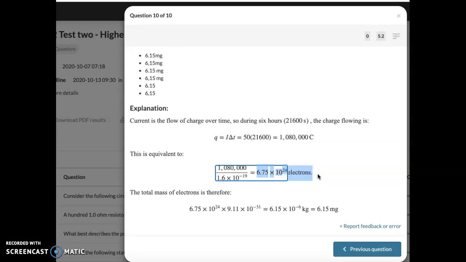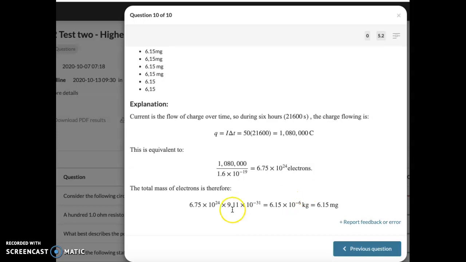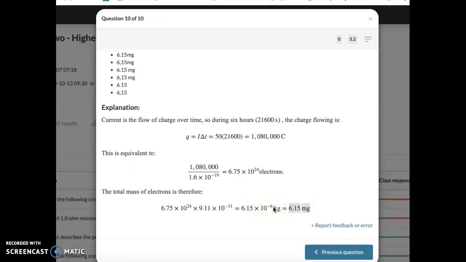Now that's how many electrons there are. We need its mass. So now we find the mass, which is in the data booklet. The mass of one electron is 9.11 times 10 to the minus 31, right? Which gives us a value of 6.15 times 10 to the minus 6 kilograms, right? Which you would first convert to grams, would be 6.15 times 10 to the minus 3 grams.